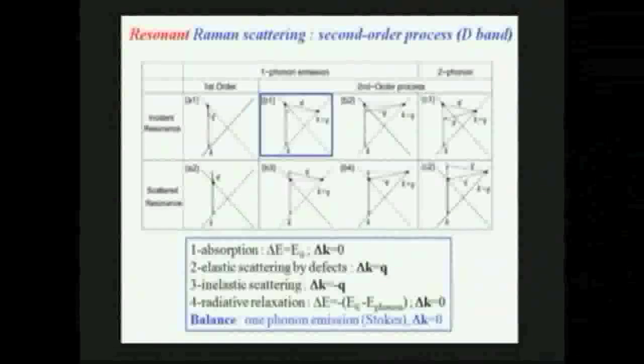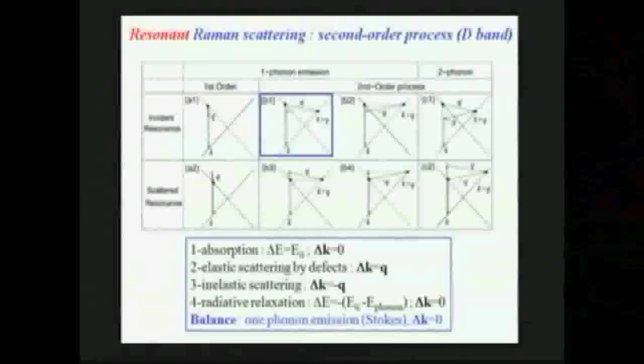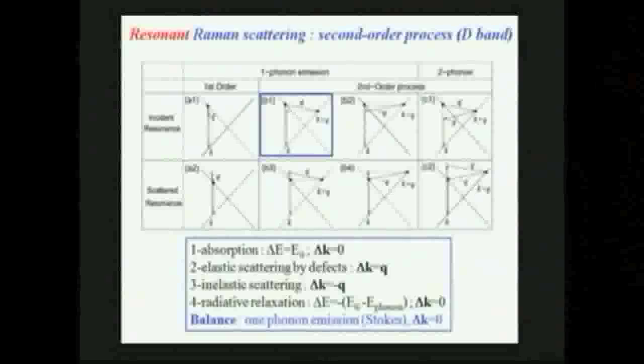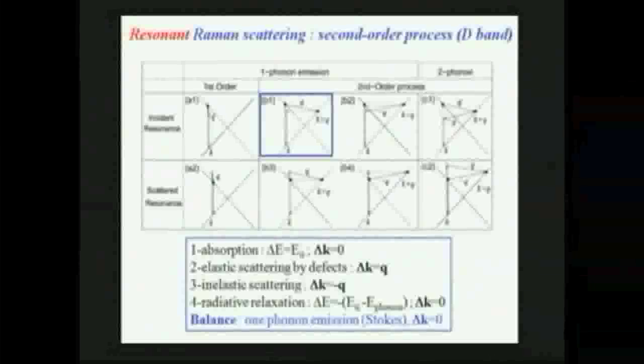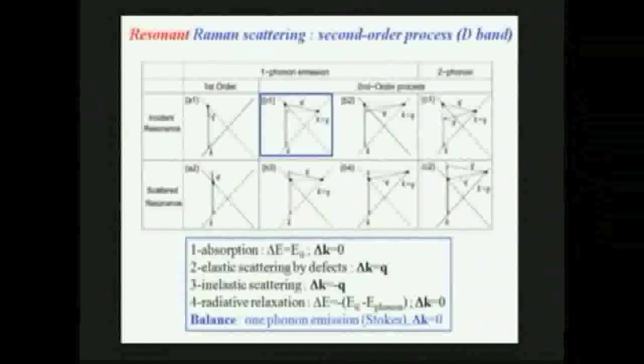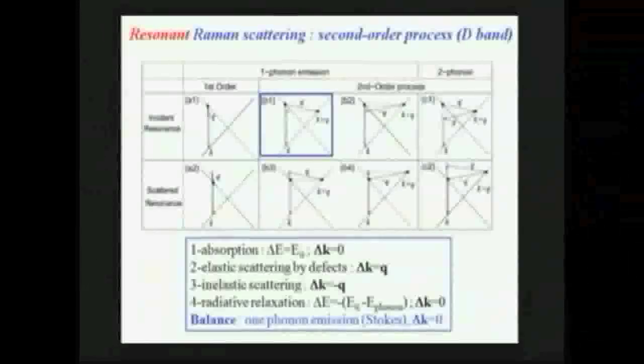Then, if you want to conserve the momentum, because in every interaction between light and matter, you have to conserve momentum and energy. So if you want to conserve the momentum, you must come back here and relax to the initial state. This is called a second order process, or double resonant mechanism, and this is observed only if you have defects in your materials. So the intensity of the corresponding band will be observed only if you have defects, and will increase when the number of defects increases.